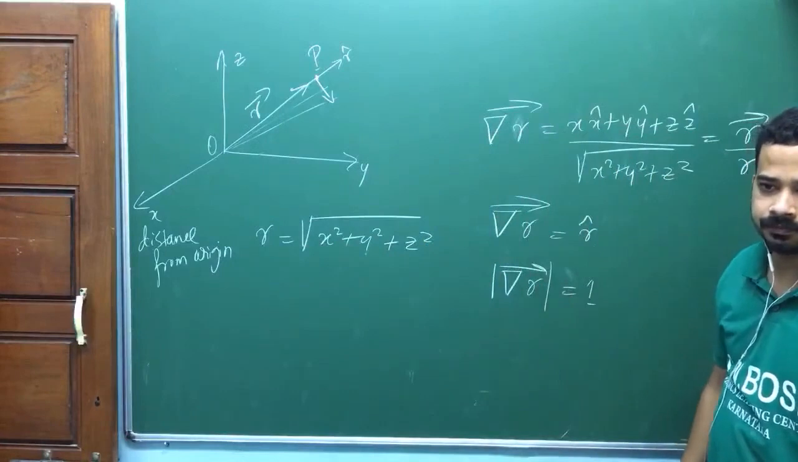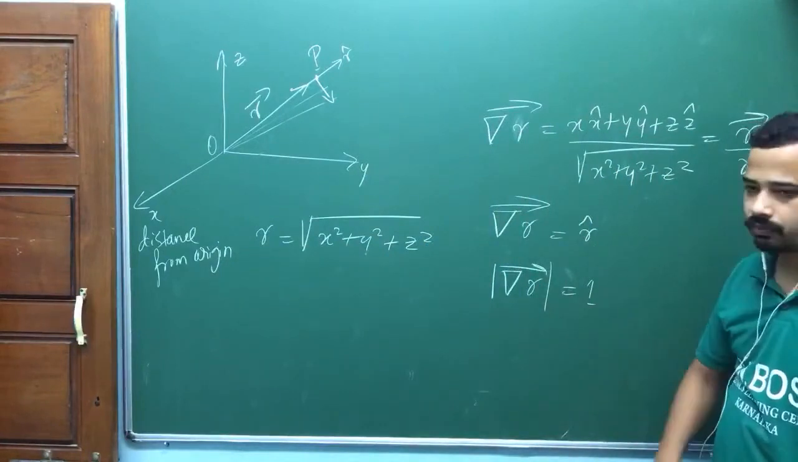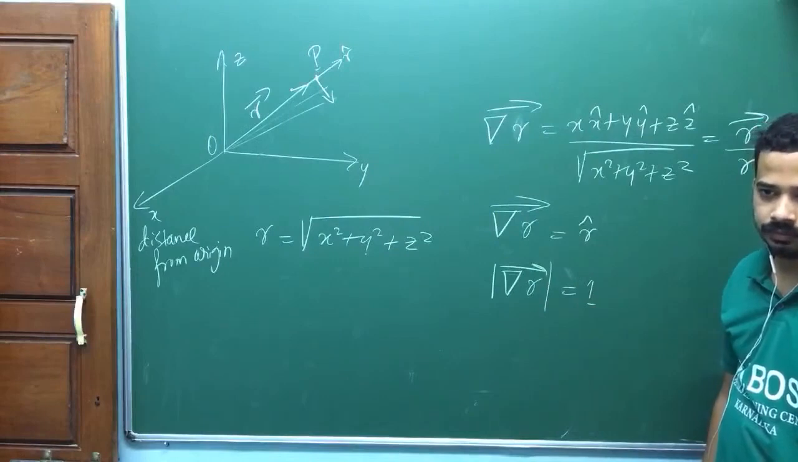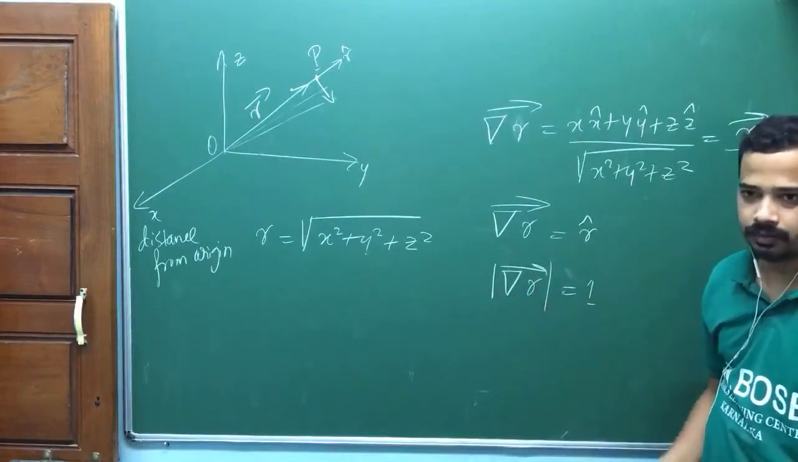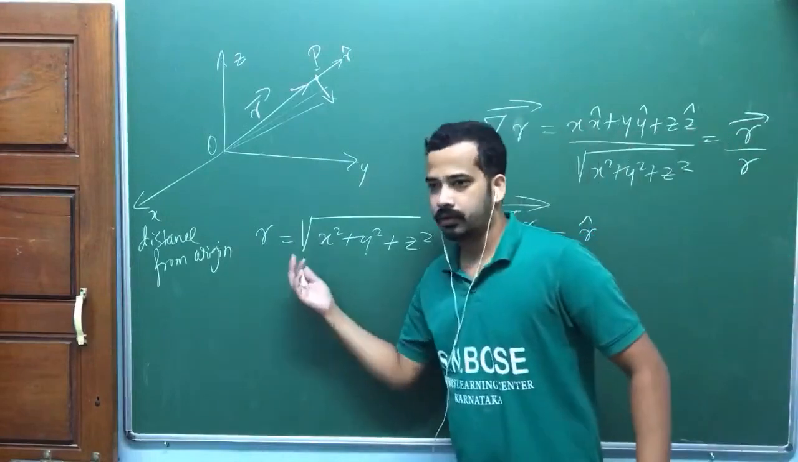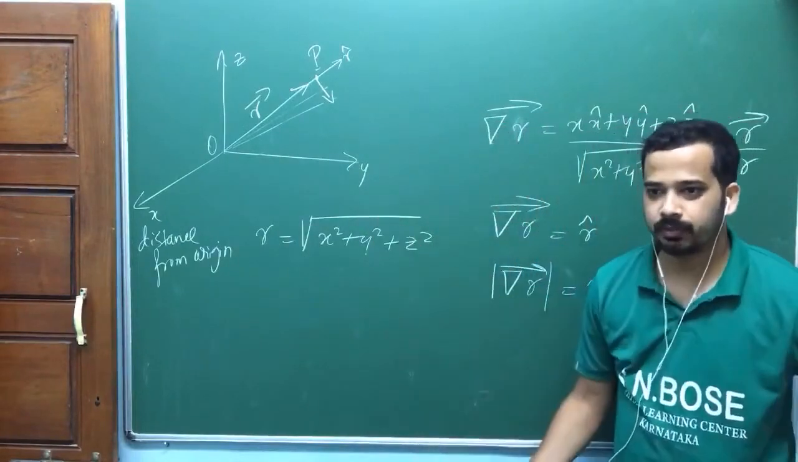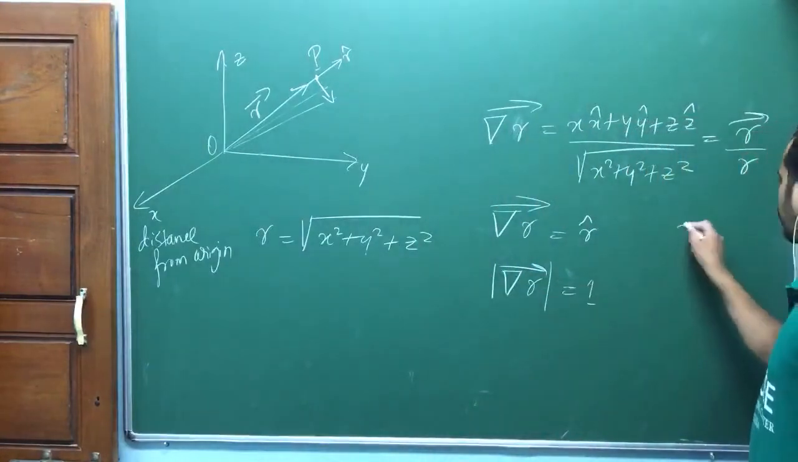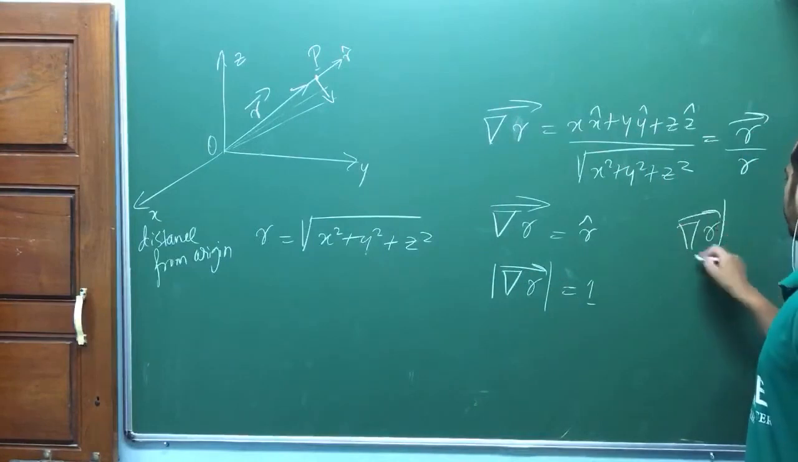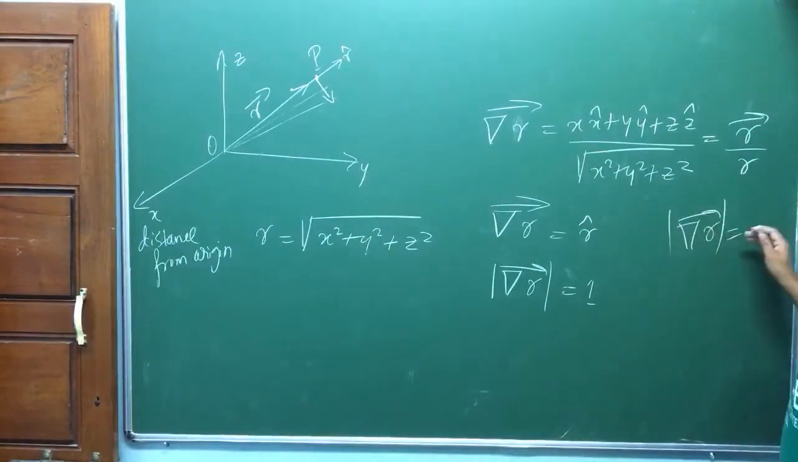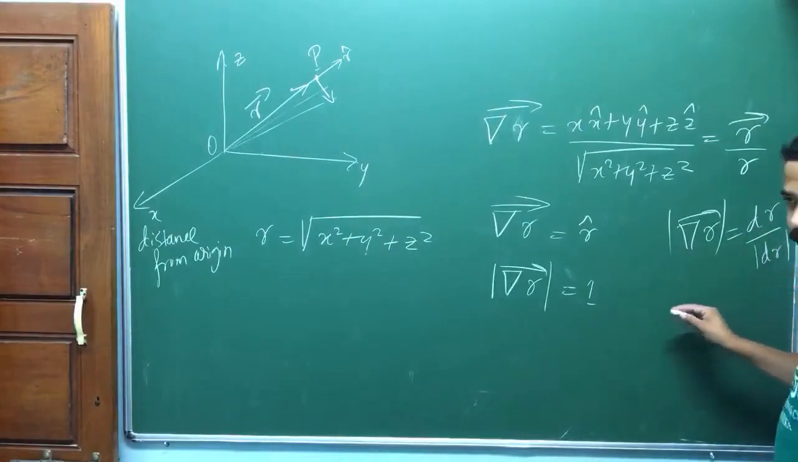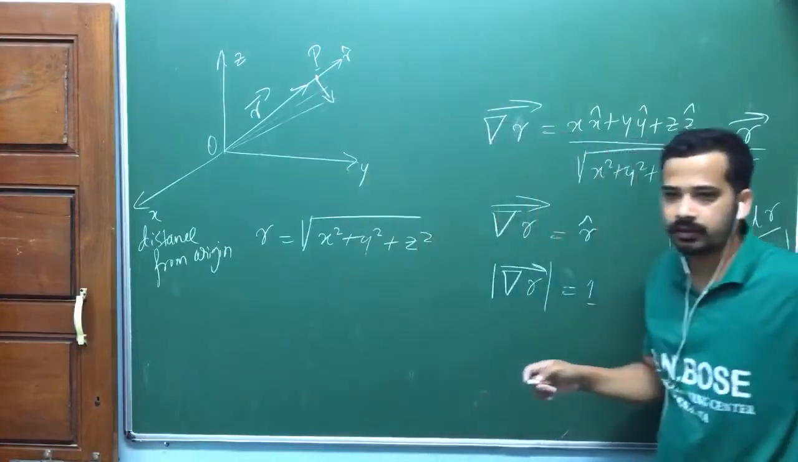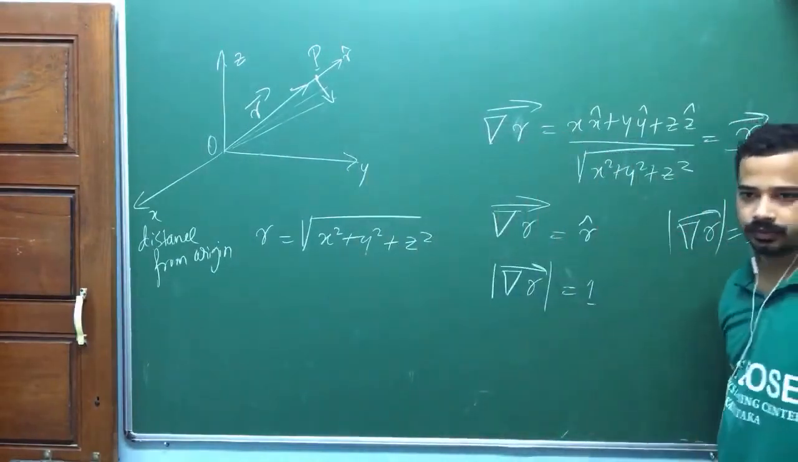You can observe here. And what is the magnitude of the gradient? That's equal to 1. Why? You take the rate of change of distance with respect to displacement. So how do you write this? You write del r equal to dr divided by mod of dr, because you are moving in that direction only, isn't it? That's why that became 1.